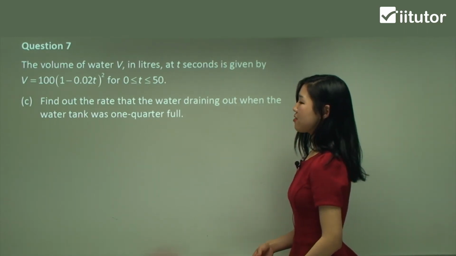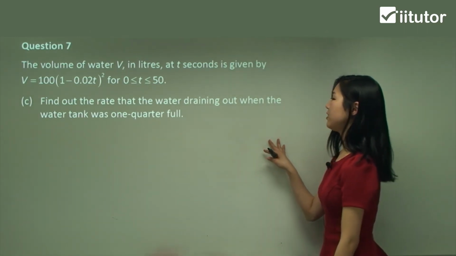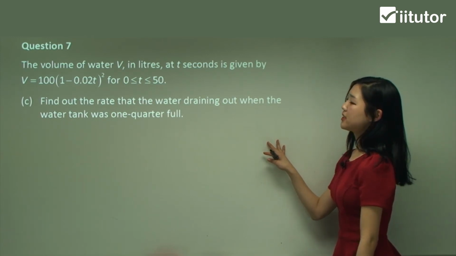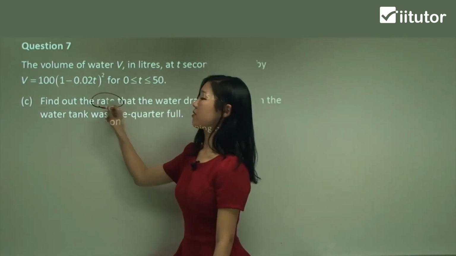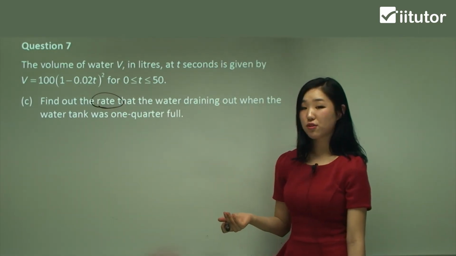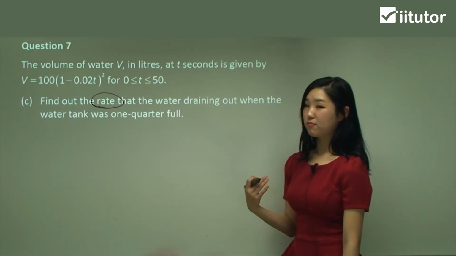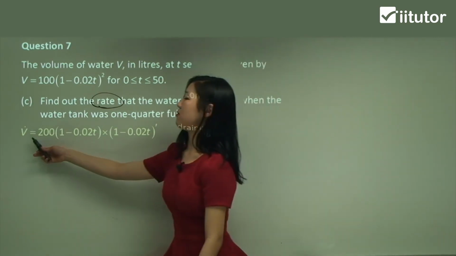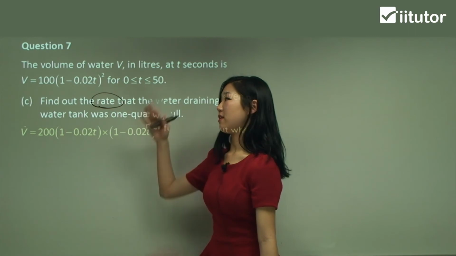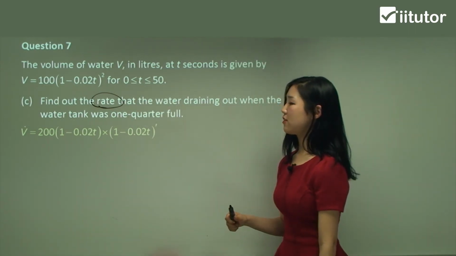C, find out the rate that the water is draining out when the water tank was 1/4 full. Okay, so this time the question is asking for the rate. So what do we do to find the rate? Yeah, you should all be able to tell me that we differentiate. So it's going to be V dot, which means differentiate V, isn't it? So you go ahead and differentiate that, guys.